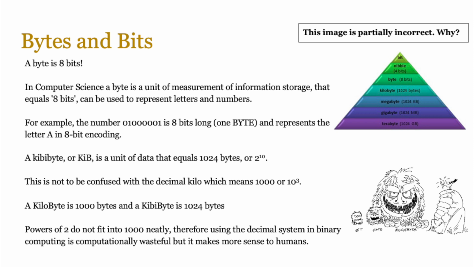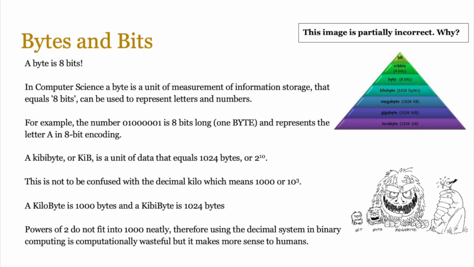As computers became more powerful, we used more and more data. So we decided to start using terms such as kibibytes or KiB as a unit of data, and that's equal to 1024 bytes or 2 to the power of 10. This is not to be confused with the decimal kilo, which means 1000 or 10 to the power of 3. A kilobyte is just 1,000 bytes, and a kibibyte is 1024 bytes.